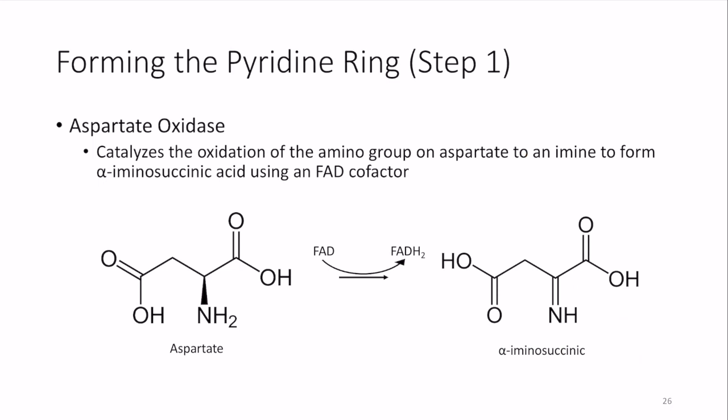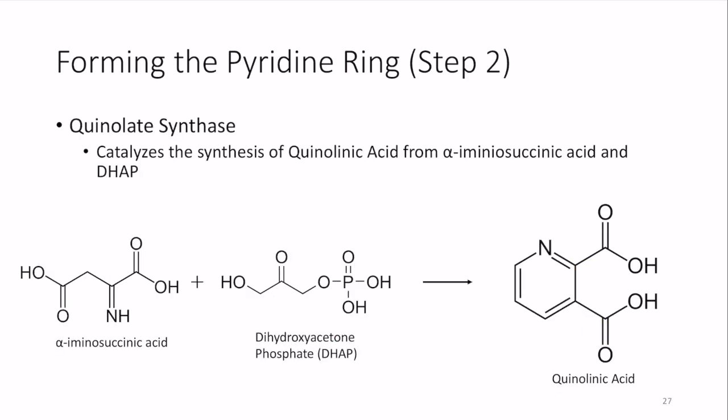From here, the first reaction that's going to happen is aspartate oxidase is going to make alpha aminosuccinic acid. And this is a pretty simple reaction where we just get a deprotonation here, and it forms the imine bond to make alpha aminosuccinic acid. And in the process, an FADH2 is made. So that amine there gets turned into the imine.